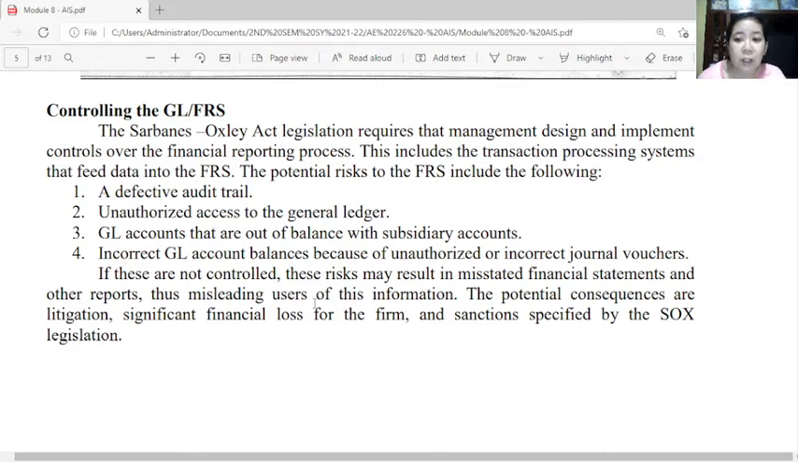The potential consequences are litigation on the part of the entity, significant financial loss for the firm, and sanctions specified in the Sarbanes-Oxley Act legislation. So that's a huge responsibility on the part of the management. That's why it's very important to apply controls over the general ledger and financial reporting systems.